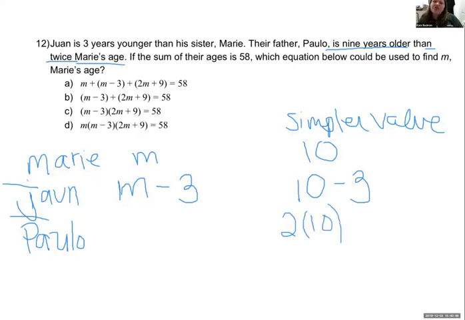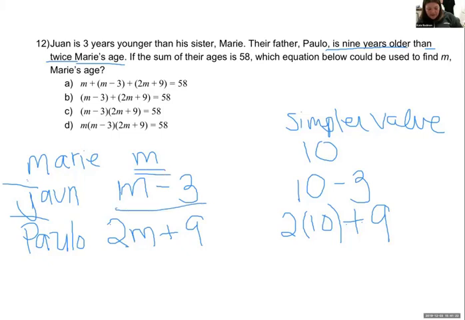But he's not just twice Marie's age. He's 9 years older than that. So I would have to add on the additional 9 years. Now, if I wanted to write this using not the number 10, but the letter M, how would I write it? Multiply 2 times m plus 9. Good. 2m plus 9, that represents Paulo's age. So now we have Marie's age as m years, Juan's age as m minus 3 years, and Paulo's age as 2m plus 9 years. We've used the simpler values in order to make sense of the algebraic values.